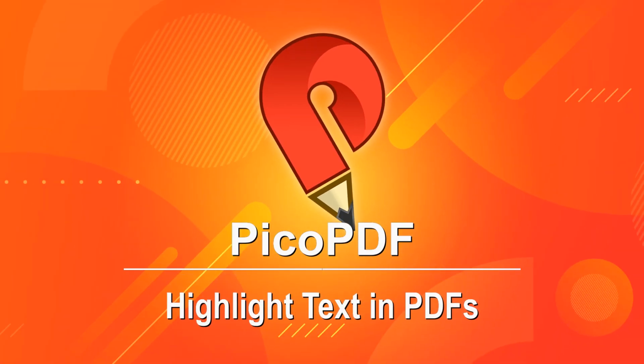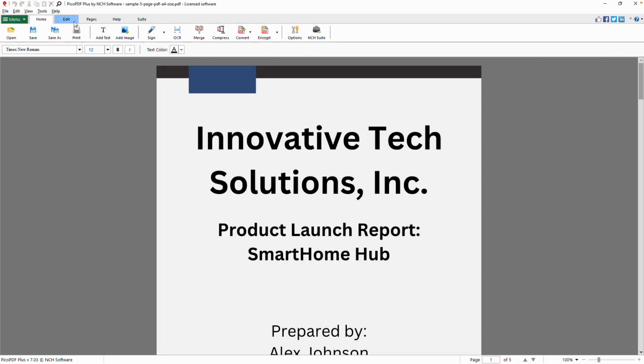Highlight text in PDFs with PicoPDF. Start by going to the Edit tab and clicking the Highlight button.